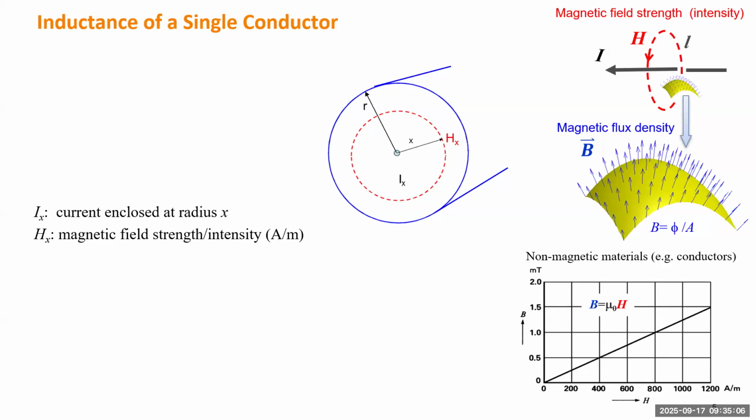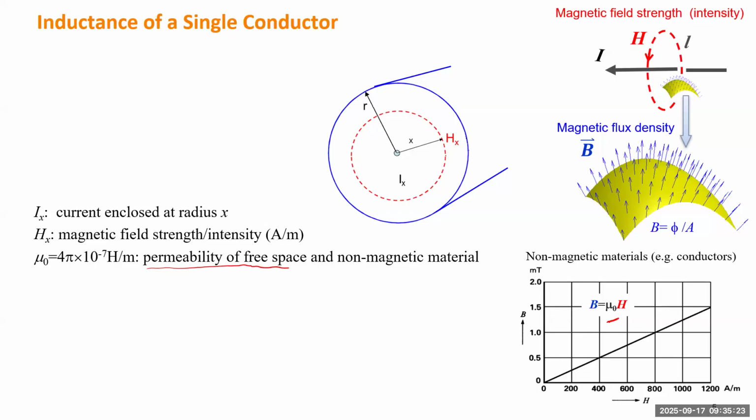Hx is just the magnetic field at the distance of X to the center. And mu zero, we mentioned, is the ratio of B to H. The meaning in physics is called the permeability of free space or non-magnetic material. So for non-magnetic material, you can use mu zero. If you know H, you will know B. But for magnetic material, the mu will be much bigger. For this mu zero, the number is 4 pi times 10 to the -7.